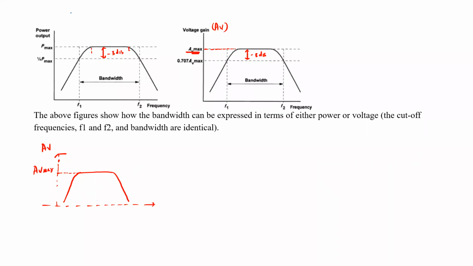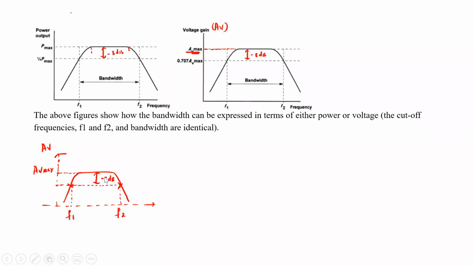To identify F1 and F2, I have to come down by 3 dB. That means I have to come down here by 3 dB. Since I'm coming down by 3 dB from the maximum, I say it is minus 3 dB. When you come down by 3 dB, you will have 2 points intersecting the response here. One is at frequency 1, the other one is at frequency 2. So you have 2 points of intersect when you come down by 3 dB. That is F1 and F2.